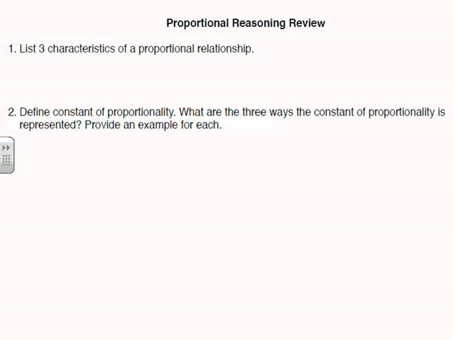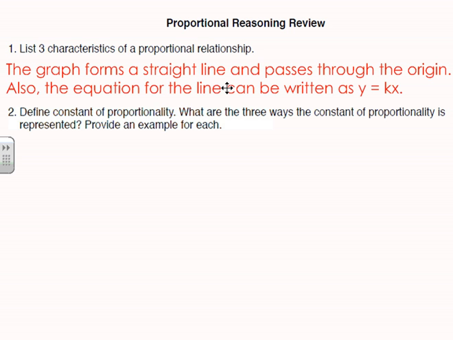All right, number one, list 3 characteristics of a proportional relationship. So the 3 things that you should have: the graph forms a straight line and passes through the origin, and you can also write the equation as y equals kx, where k is the slope, it's the unit rate, and then it's also the value that makes that equation work.